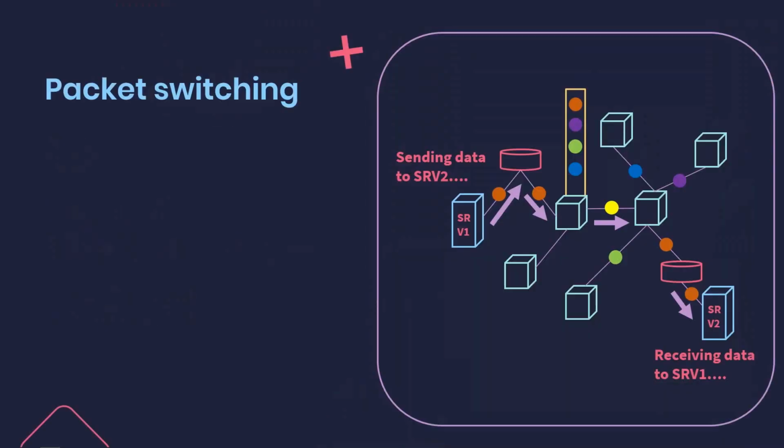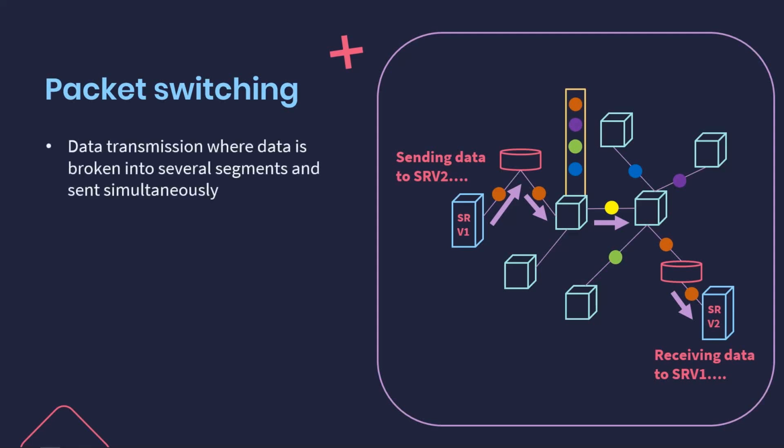Do you remember in the first lesson of this course, we spoke about ARPANET? That is Advanced Research Projects Agency Network. We mentioned that this was when packet switching was first fully utilized. So what exactly is packet switching? Packet switching is a means of data transmission where data is broken into several segments and sent simultaneously.